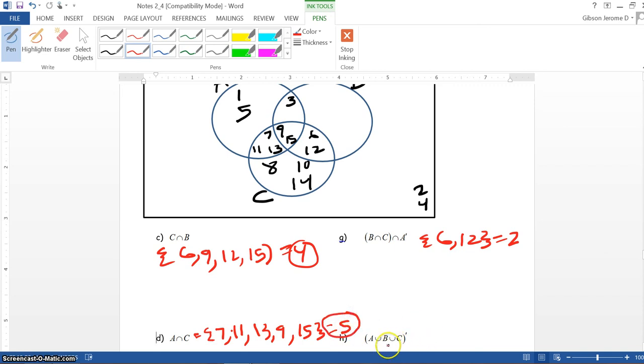Now we go to H. Now we have the complement of A union B union C. That means we know with union, that would include all of these elements. We just wouldn't count them twice. So A union B union C, that's all of these numbers here. And we want the complement of that, which would be these numbers here, which is 2 and 4. 2 and 4 are the only numbers that are not in A, B, or C. So that cardinal number is 2. And we're done with this section.